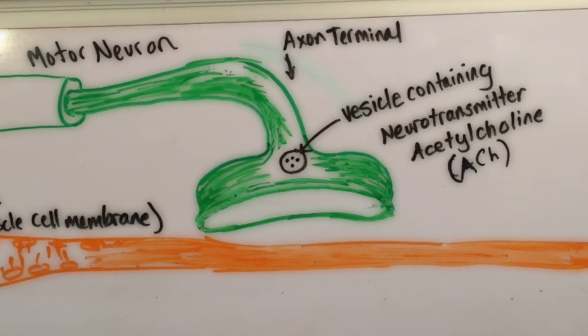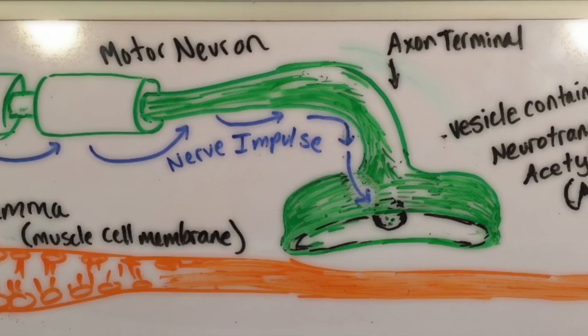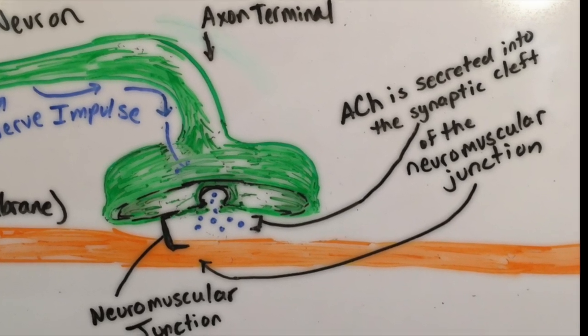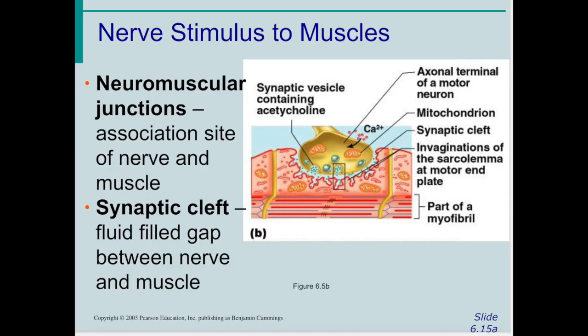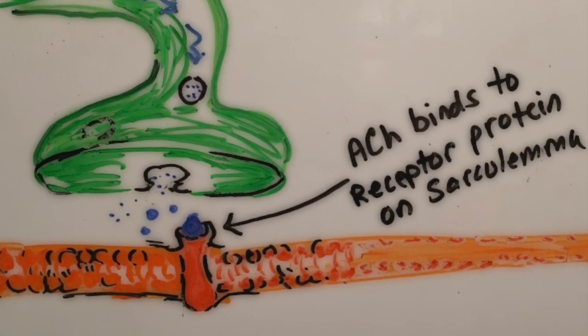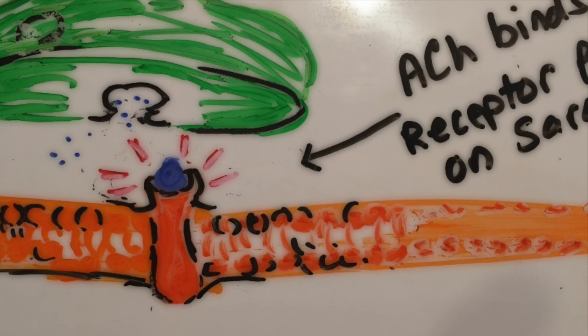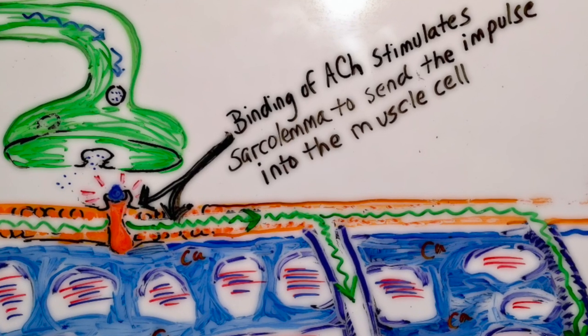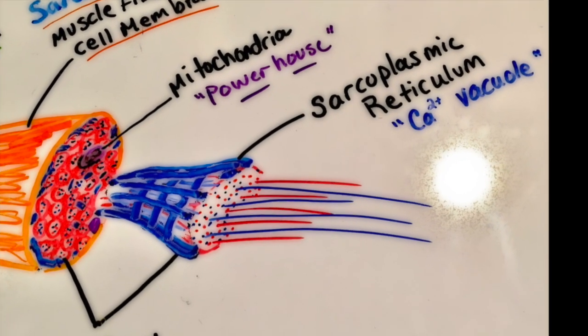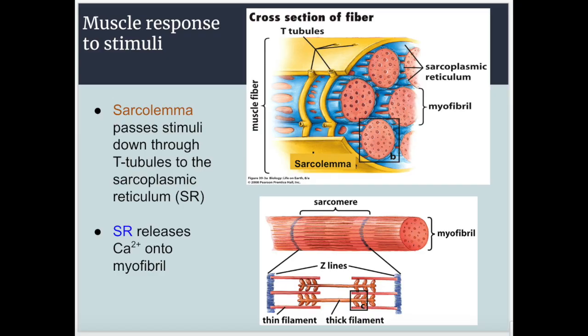Once stimulated, the motor neuron will send a signal down its axon in the form of an action potential, which will then cause the release of its neurotransmitter, acetylcholine. The acetylcholine is secreted into the synaptic cleft of the neuromuscular junction. There it will bind onto a receptor protein on the sarcolemma, which will then stimulate an action potential into the muscle fiber.